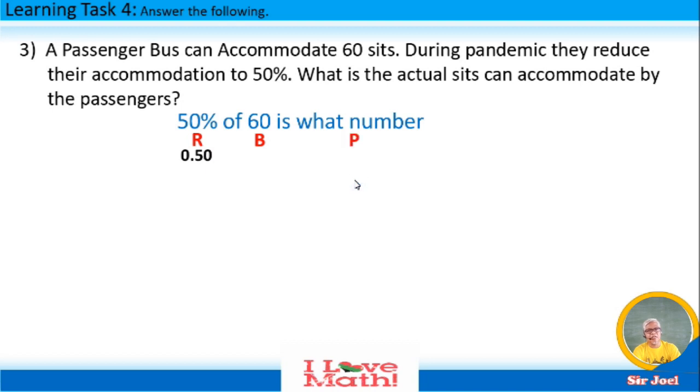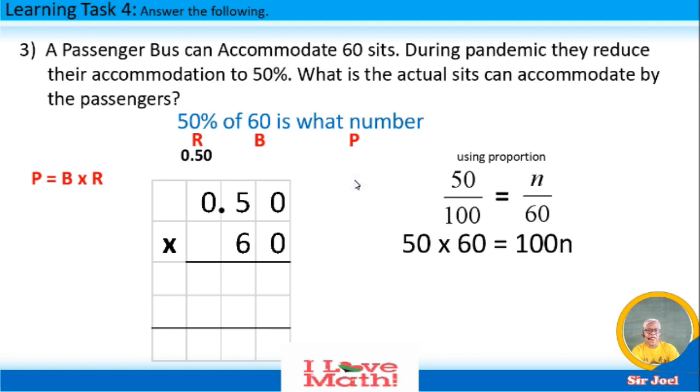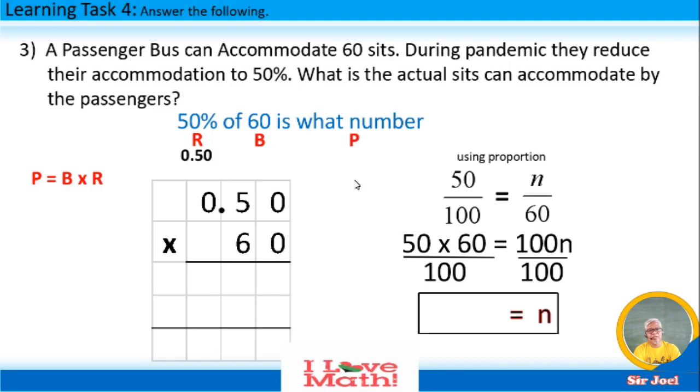Sabi natin, percentage is base times rate. And to solve this problem, meron tayong 0.50 times 60. Na alam po kaya nyo isolve. Tapos, using proportion, 50 out of 100. Kasi nga, 50% or 50 per 100 is now equal to n over 60. Then, cross product, 50 times 60 equals 100 times n. So, kunin nyo yung product ng 50 and 60, tapos divide by 100, at kung ano man yun, yun ang kasagutan dito sa ating problem number 3.